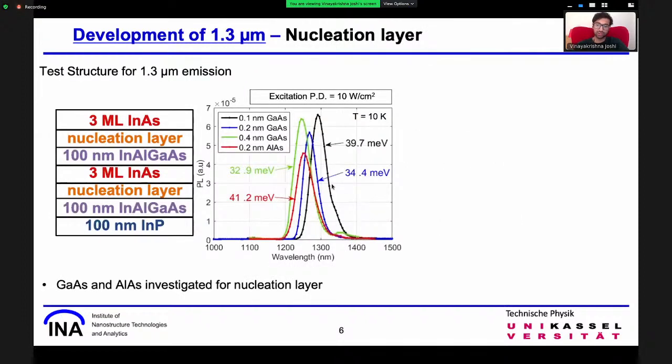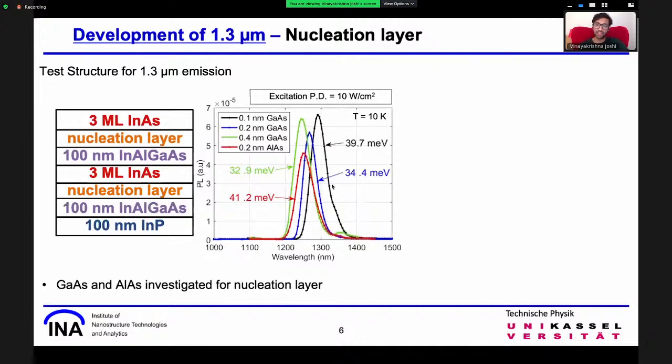So this takes us to the novel growth process introduced in our test structure. A nucleation layer was grown right before the quantum dot layer in order to increase the roughness and also to increase the nucleation points for this purpose. And by evaluation through the PL spectroscopy, we recorded that 0.4 nanometer gallium arsenide had the least line width of 32.9 millielectron volts, and it was emitting at 1.23 microns under 10 Kelvin condition.